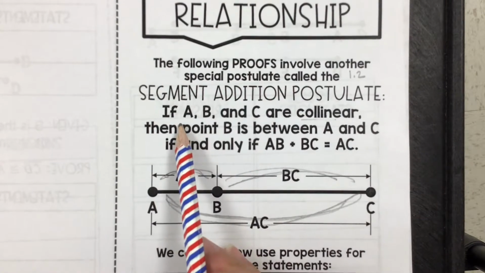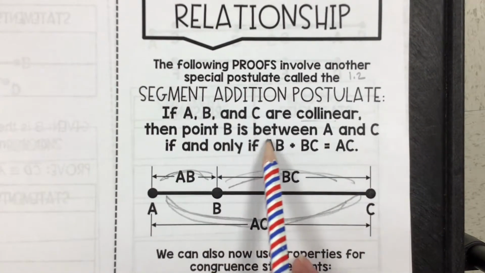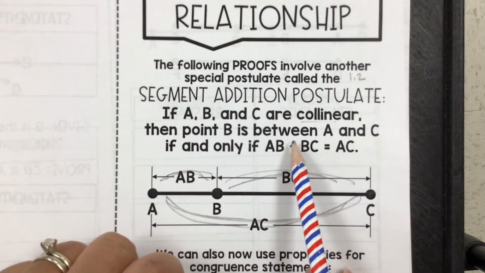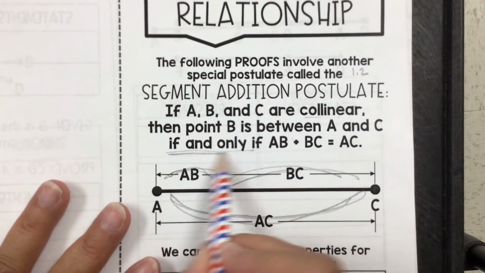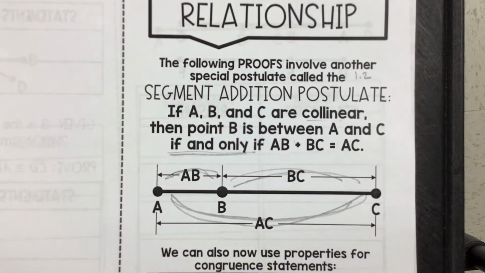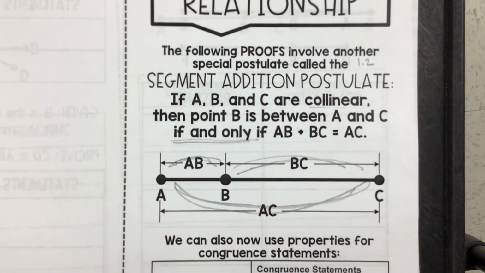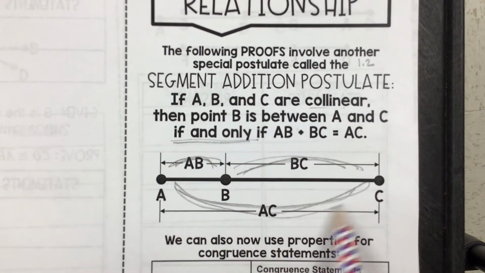On this statement, it says, if A, B, and C are collinear, then the point B is between, so not in the middle, it doesn't have to be a midpoint, of AC, if and only if. And this is important in mathematics. What that means is that you can write the reverse statement and it still be true. AB plus BC is equal to AC. And like I mentioned before, it's just this piece plus this piece is equal to the whole thing.